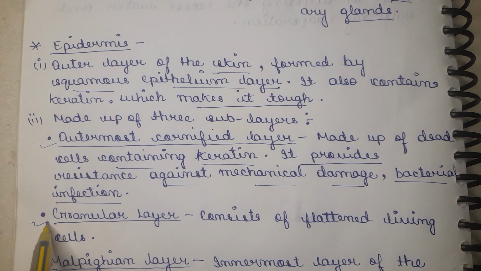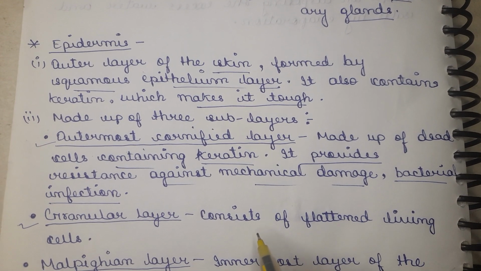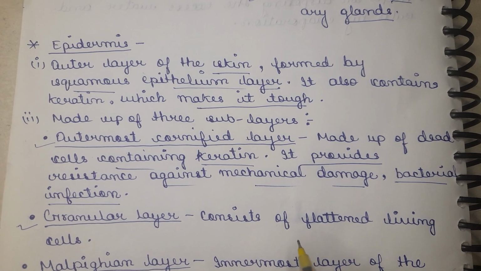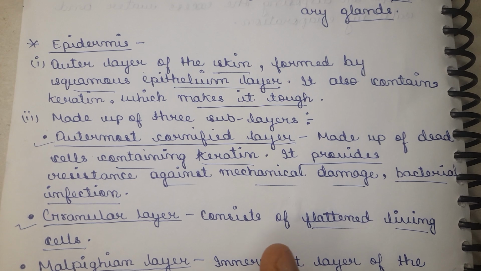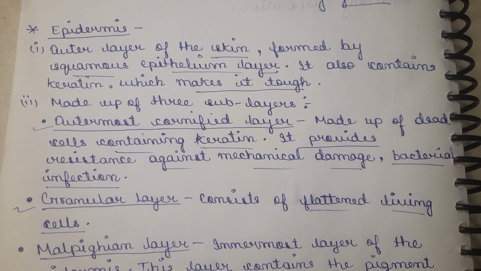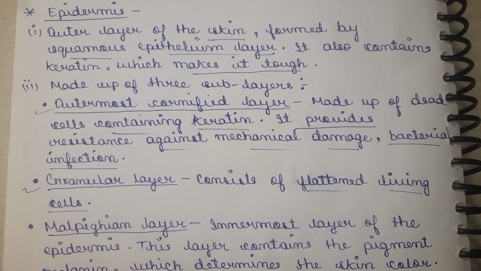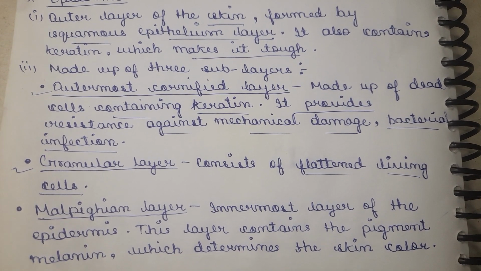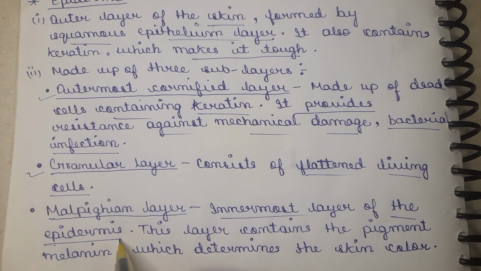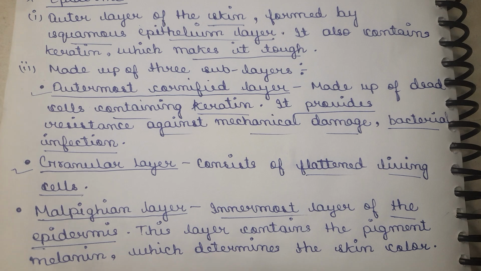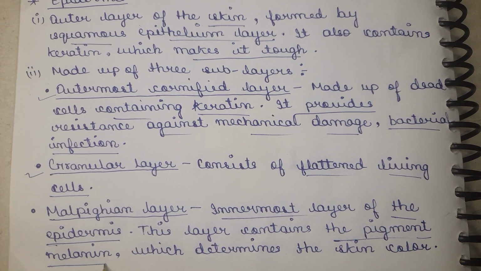Now the second sub layer of the epidermis is the granular layer. The granular layer consists of flattened living cells, and these living cells replace the cornified layer when its cells get worn out. The third one is the malpighian layer. This malpighian layer is the innermost layer of the epidermis, its cells are continuously dividing, and this layer contains the pigment melanin.